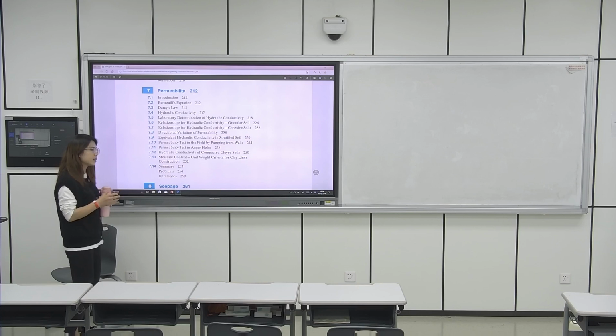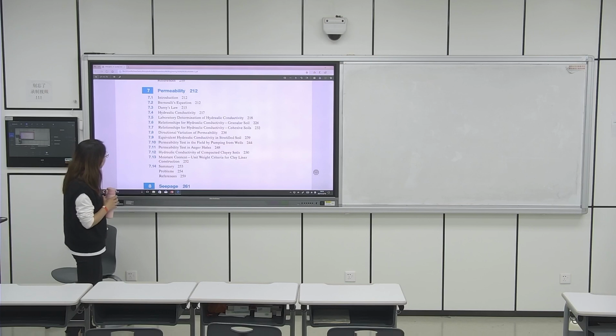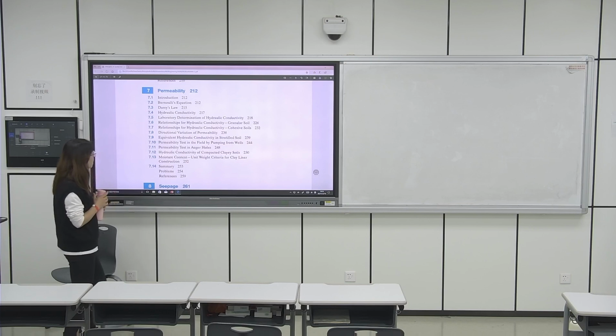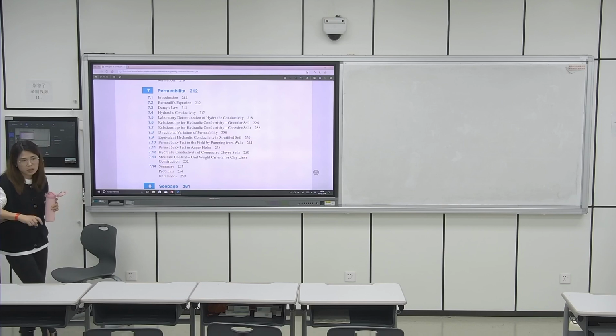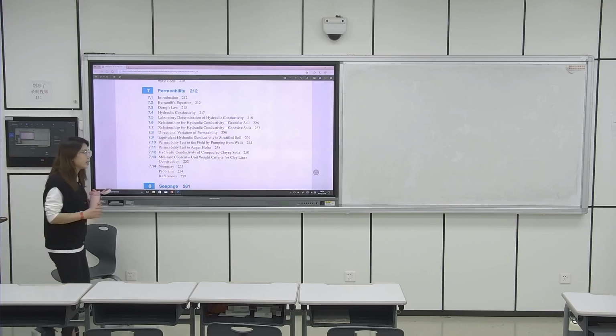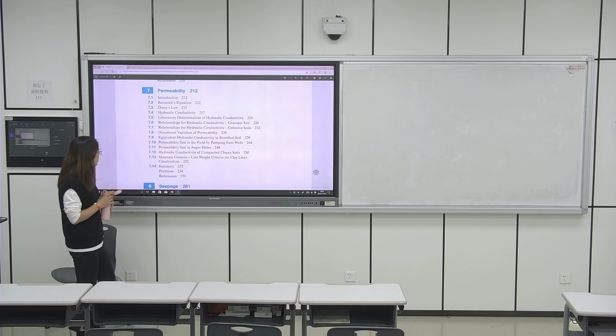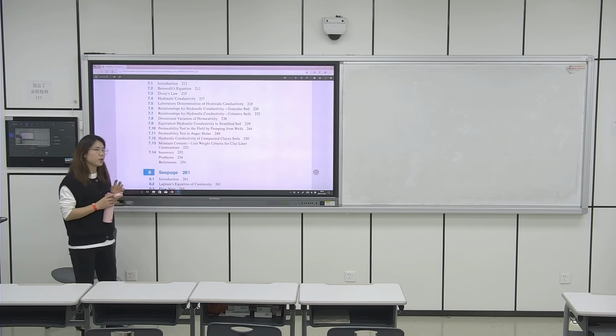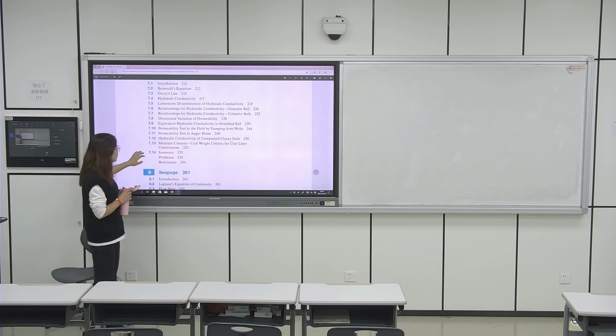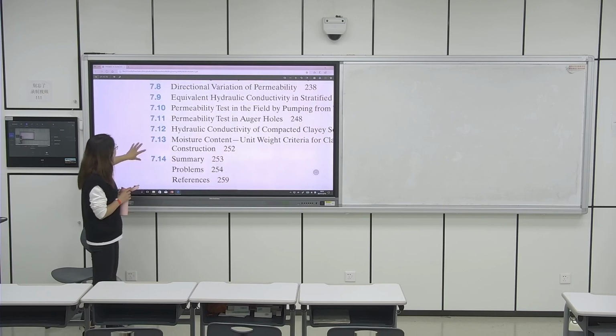And then we learned how we get the hydraulic conductivity. We have the constant head test and the falling head test, right? In the laboratory. Those two tests are related to the size of the specimen, and we have equations for those two methods to calculate the permeability of the soil, right? And then we learned some methods to conduct a field permeability test, right? This is permeability.